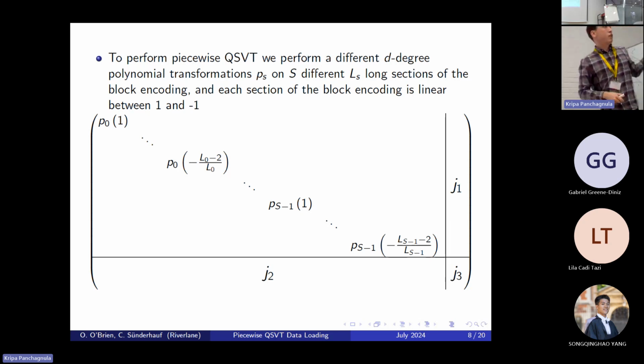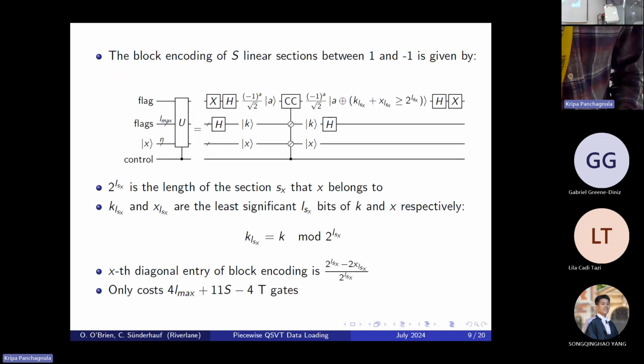So at the end of doing all of this, we'll end up with a block encoding that looks more like this compared to what we had before, where we have a different polynomial applied to different sized regions where the whole domain is included. And then we can do the same tricks as before, applying to uniform superposition, and we get what we desire. But first, I'll explain how we get the block encoding and then how we do the different polynomials.